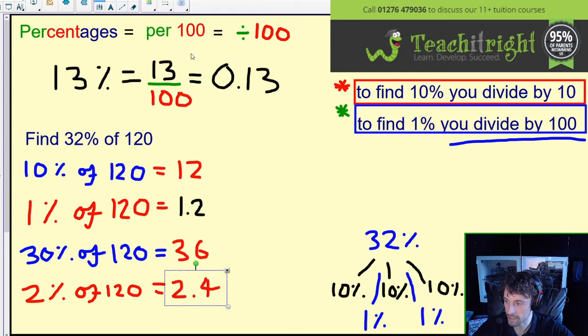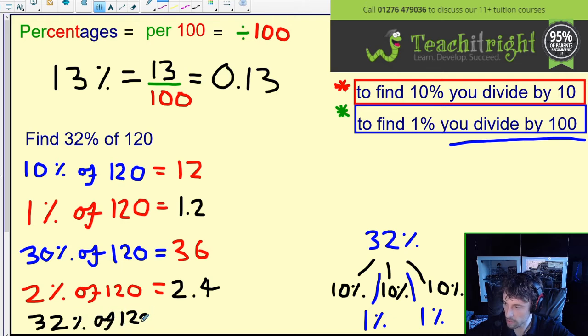Color code it so it looks nice and consistent. Well, I didn't want 30 and 2, I wanted 32 together. Hopefully you can spot now that if I want 32% of 120, do you think I can get it by just adding my 30% and my 2% together? If you do think that, the answer is absolutely correct. 36 plus 2.4 is 38.4. And that means my answer to what is 32% of 120 is 38.4.